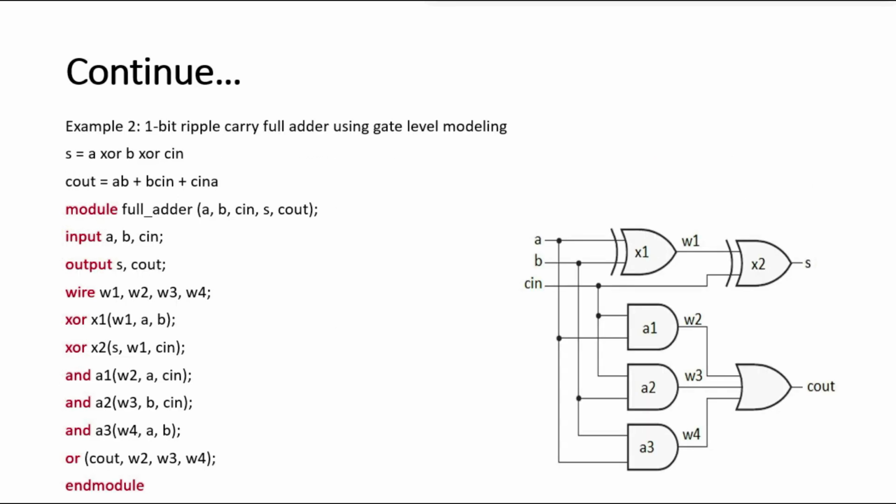Another example using gate level modeling. Here a one bit triple carry full adder is designed. As we know, in a full adder there are three inputs, and here we are taking the three inputs as A, B and C in, that is carry in, and two outputs. One is S, that is sum, second one is C out or carry out. The sum is the XOR function of three inputs, that is A XOR B XOR C in, and the carry output for full adder is AB plus B C in plus C in A.